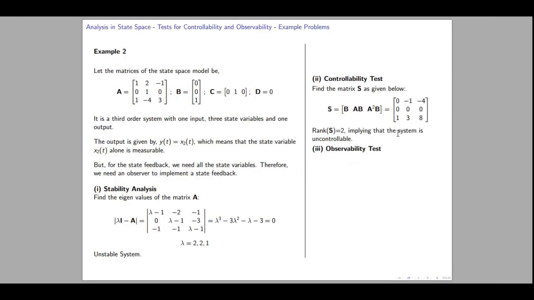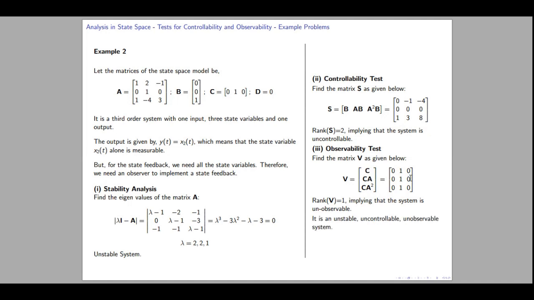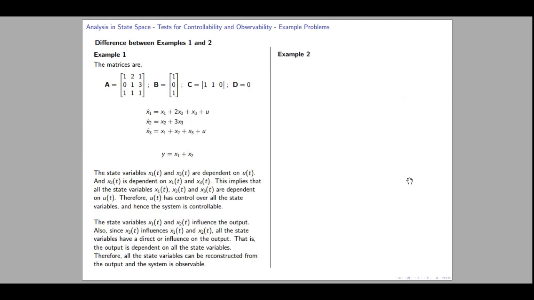So now let us do the observability test. So the observability test also fails. Two columns become 0. Therefore, the only non-zero column is this one, and therefore the rank is going to be 1. Rank is 1. This also implies that the system is unobservable. So the system is unstable, uncontrollable, and unobservable. Now you will have a question, why is this so? Okay, so we'll just do a little examination.